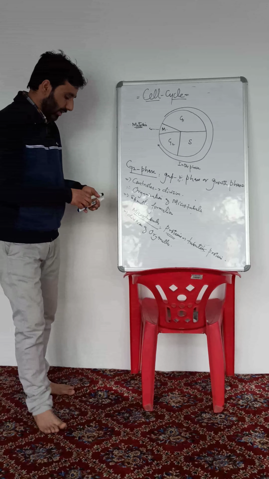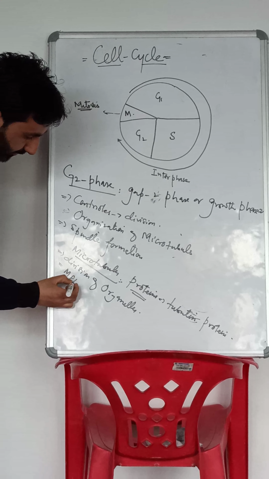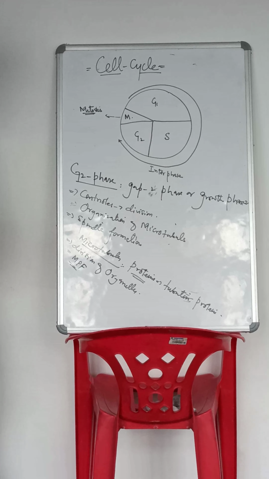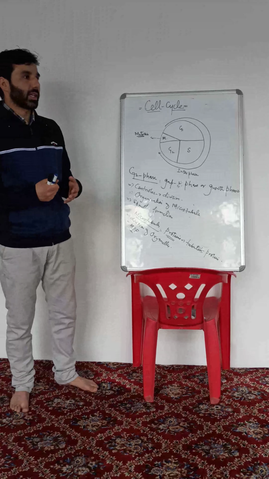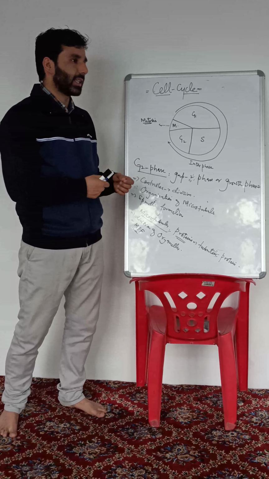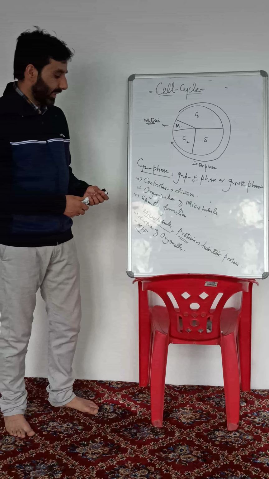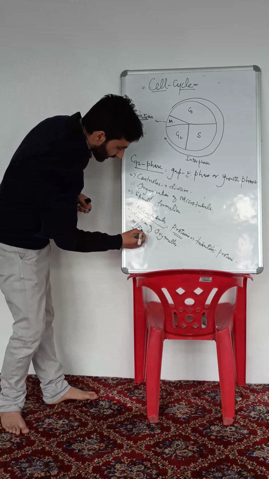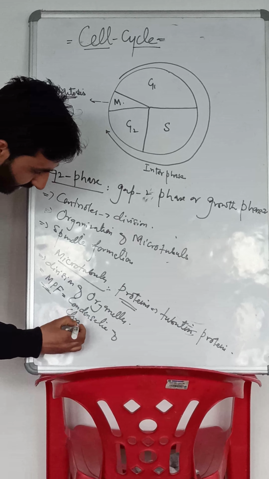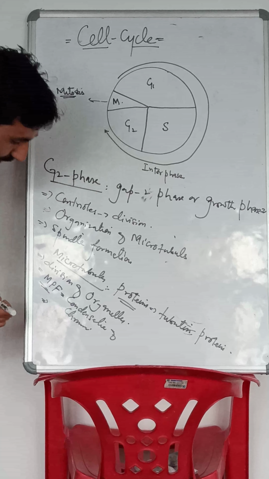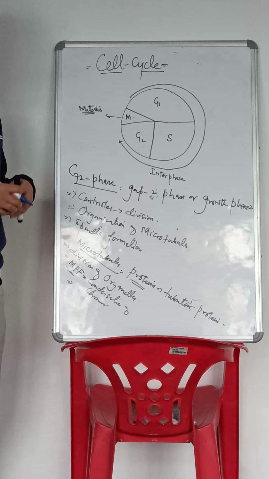Again, one important factor which is also formed here during G2 phase is MPF, that's maturation promoting factor. Maturation promoting factor is actually a mitotic CDK complex. We will discuss in the next lecture about the CDKs, what these are. So this is also formed here. This maturation promoting factor actually helps us in the condensation of chromosomes. And it also helps us in the dissolution of the nuclear membrane.